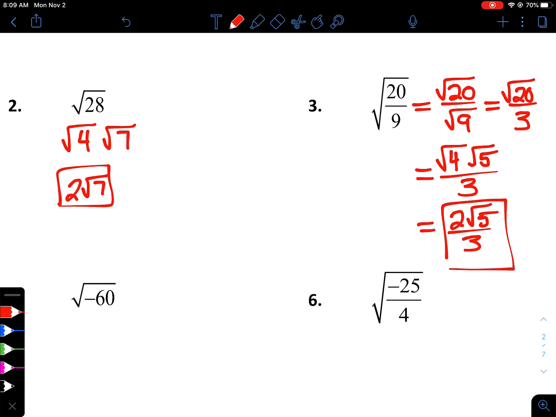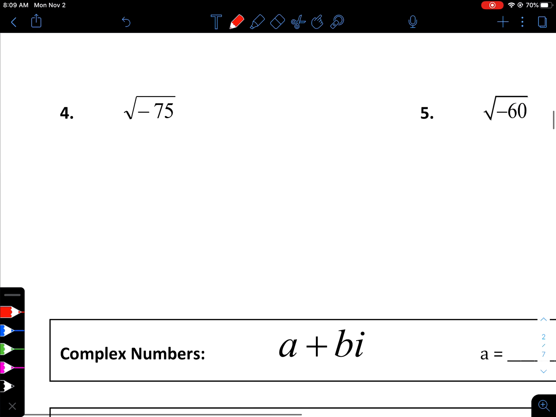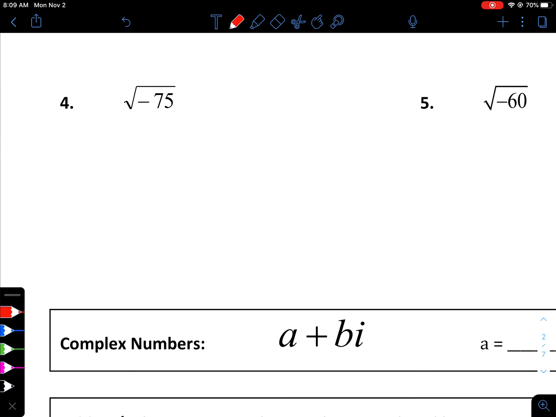So those, remember, are just kind of the basics of how to work with square roots and how to simplify things that you should have seen in geometry in a previous year. Now is where we're going to get to some new stuff. So on number 4, we've got this square root of -75. And so here's where you're actually going to get to see where complex numbers come into play.